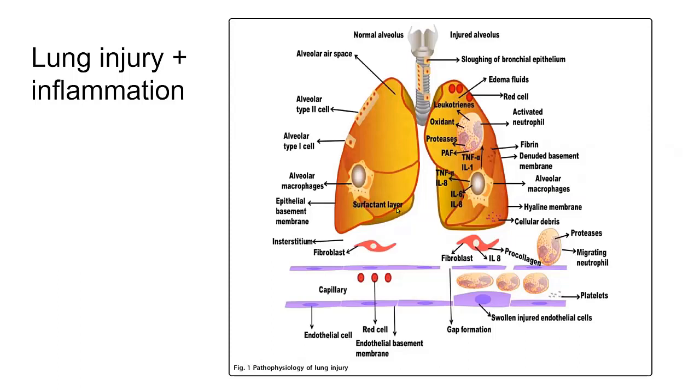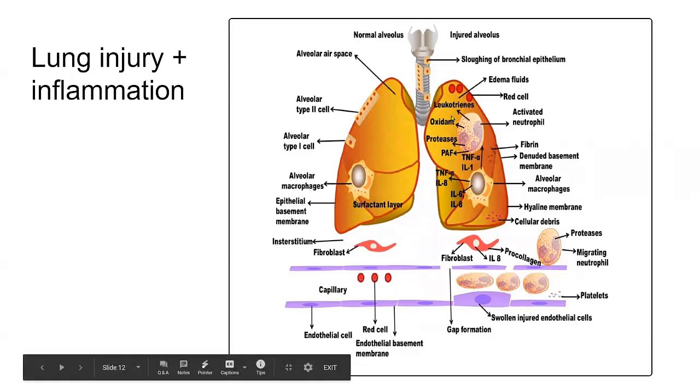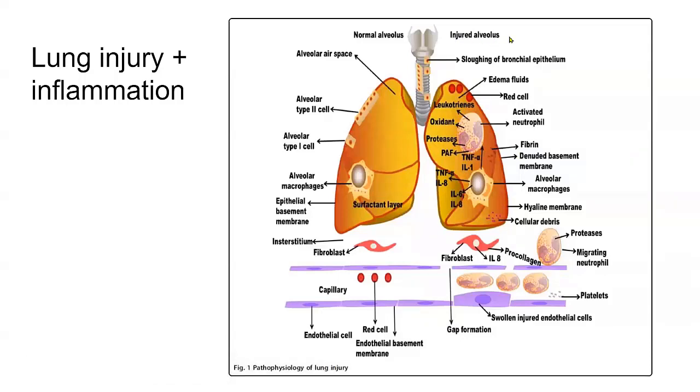There's the surfactant layer. This is the healthy lung. And everything works to get oxygen into your blood. These are the blood cells in the capillary that pick up the oxygen as they go through the lungs. And on the right side here, they're saying injured. And these are all the things that happen with this disease.